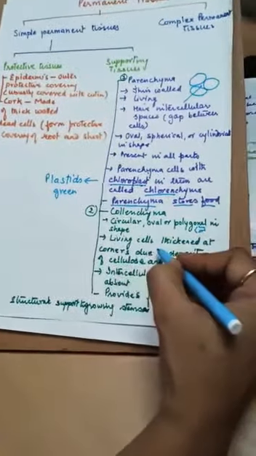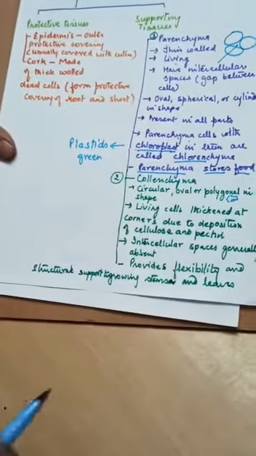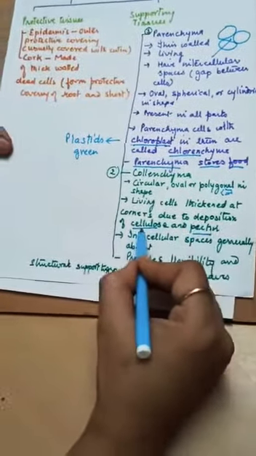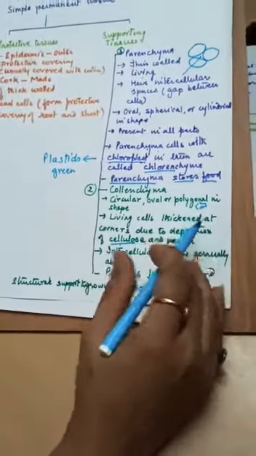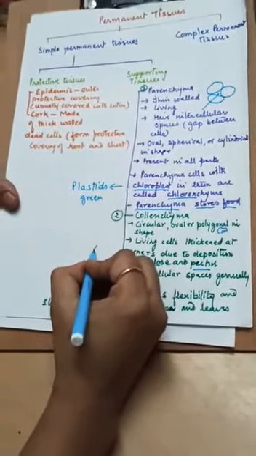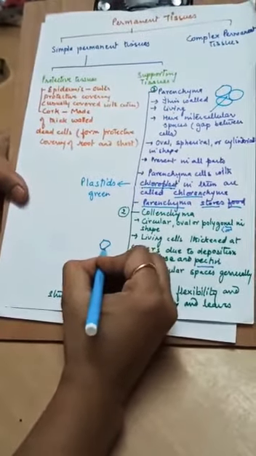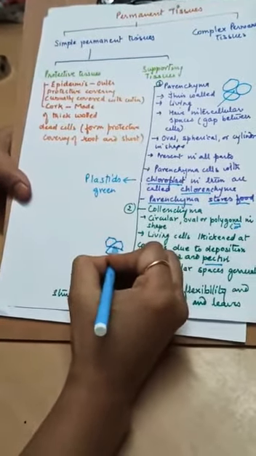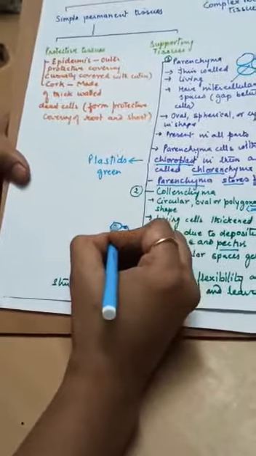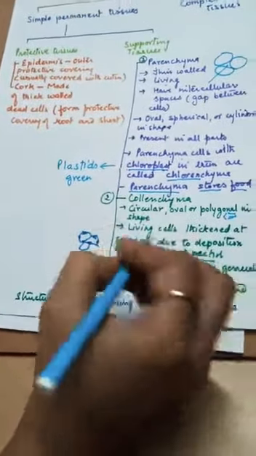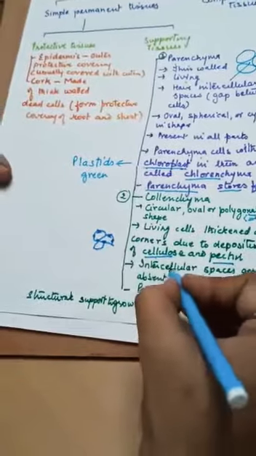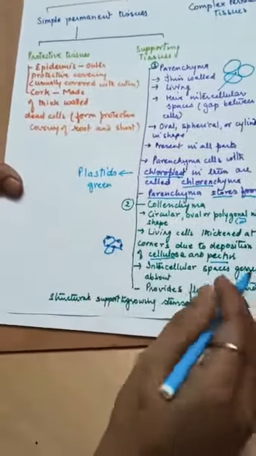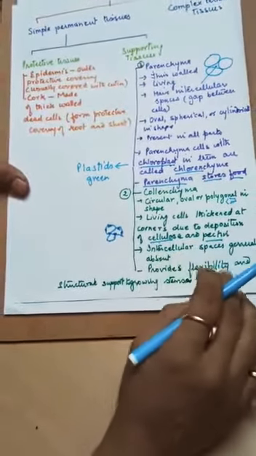So these are the living cells which are thickened at corners due to the deposition of cellulose and pectin. So cellulose and pectin is present in the wall. I'll be drawing it for you. Suppose this is the shape we are talking about, polygonal shape. They have the thickening at the corner. Due to the thickening at the corner, there is very less or no intercellular space. The gap that you have seen in the parenchyma is missing over here. So intercellular spaces are generally absent.